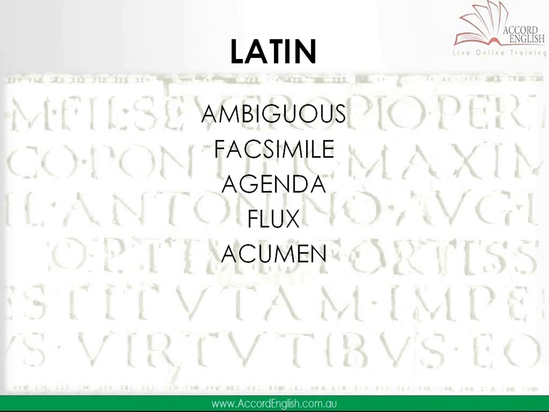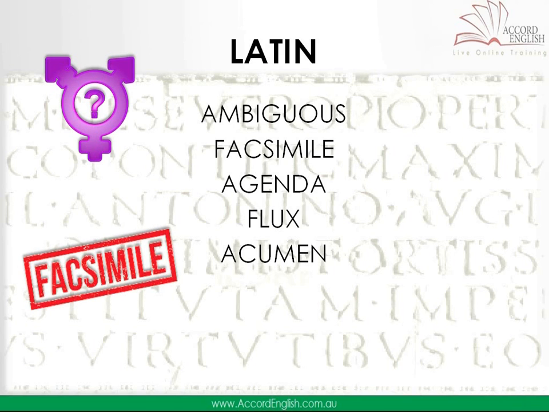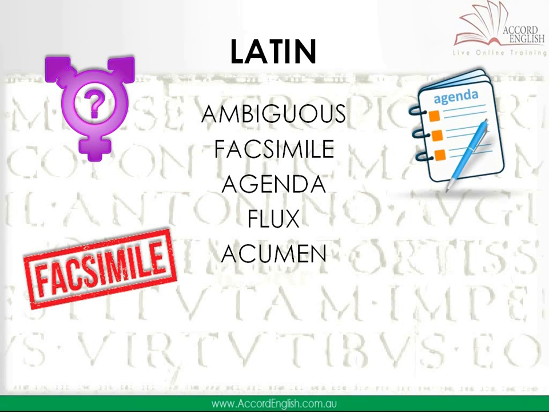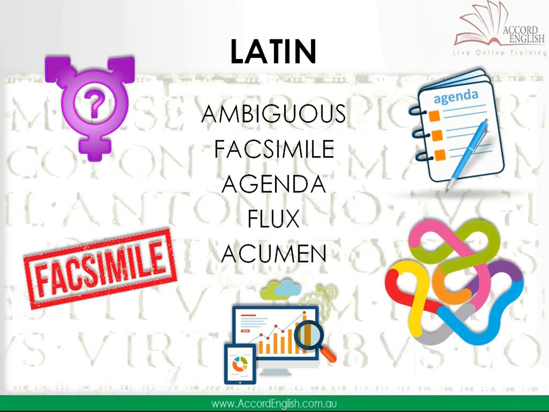So the first word is ambiguous, which is of Latin origin and has been used in English for many years, almost a century by now. Ambiguous means to exist in more than one form. In more precise terms, it means to exist in two forms. The second word is facsimile, which means duplicate or the same thing, similar things, etc. The third one is agenda, which means a plan which is written and shown to the public. The fourth one is flux, which means to flow. And finally we have acumen, which means sharp minds or thoughts. So these are the words that came from Latin and have been used in English.